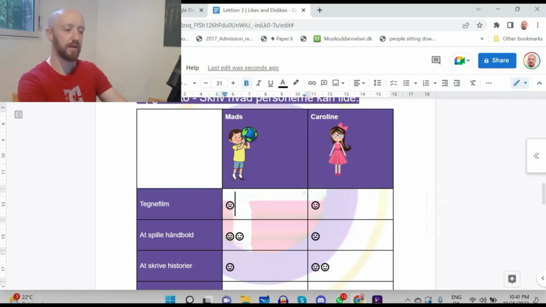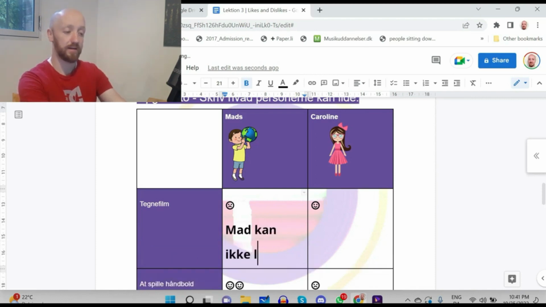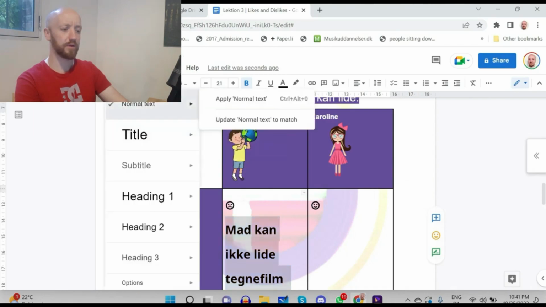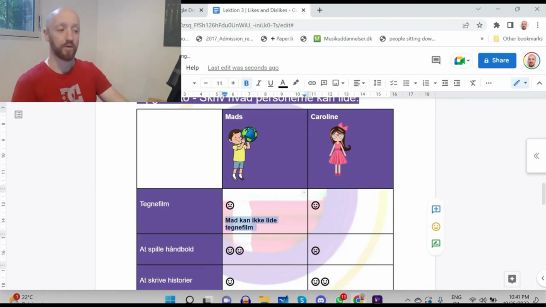Nej. Mads kan ikke lide tegnefilm. I don't know why this is so big. Let me try to make it normal size. Sådan her. Normal text. Mads kan ikke lide tegnefilm. And tegnefilm is of course animated movies or cartoons, you can also say.